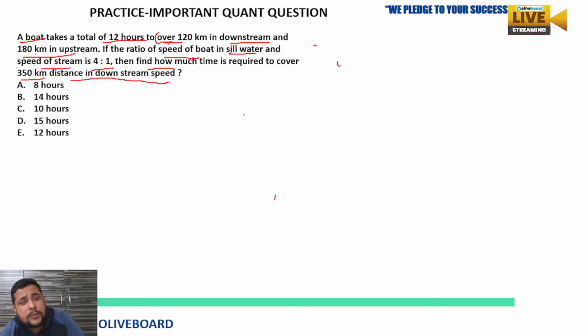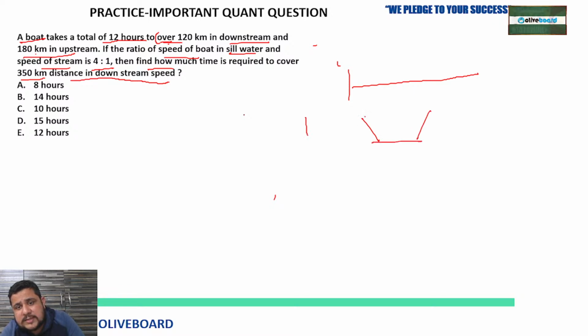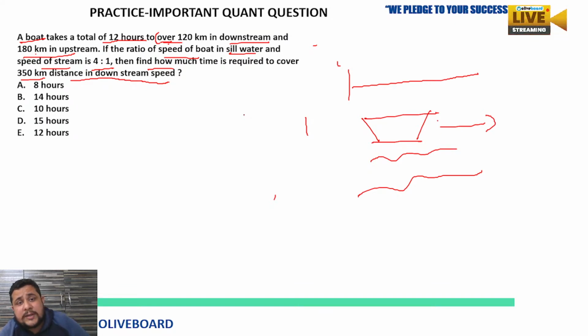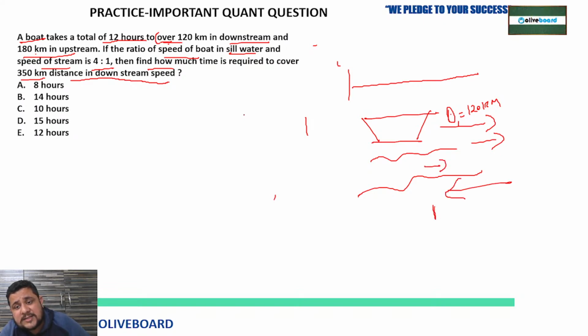A boat takes a total of 12 hours to cover 120 kilometers downstream and 180 kilometers upstream. So you have the total time. Say this is a boat. Downstream means along the stream, with the flow. So the distance downstream is d1 equal to 120 kilometers, with the flow. Against the flow, the distance is 180 kilometers, that is given, and the total time to cover these two distances is 12 hours.